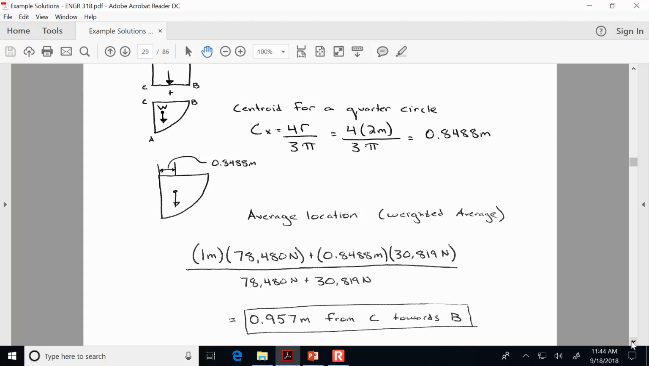So if you're measuring from the left edge, it's going to be somewhere between 0.8488 and 1. And that's what this does: it tells us how far between those 2 points the combined force is located. So it's a weighted average.